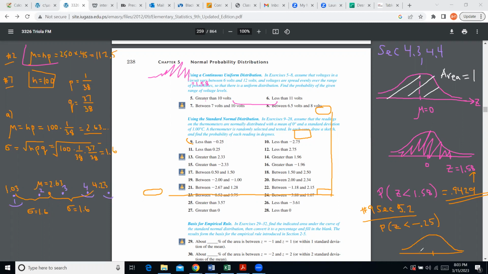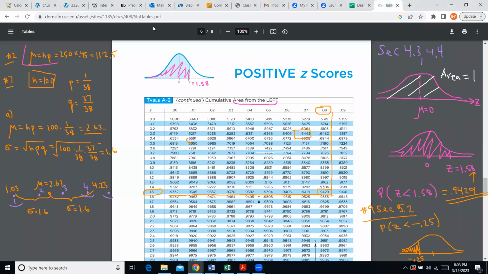And then negative 0.25 is somewhere here, smaller than 0, so to the left from it. And the area for the values of z that are less than negative 0.25, I just highlighted. So I'm going to click on these tables.